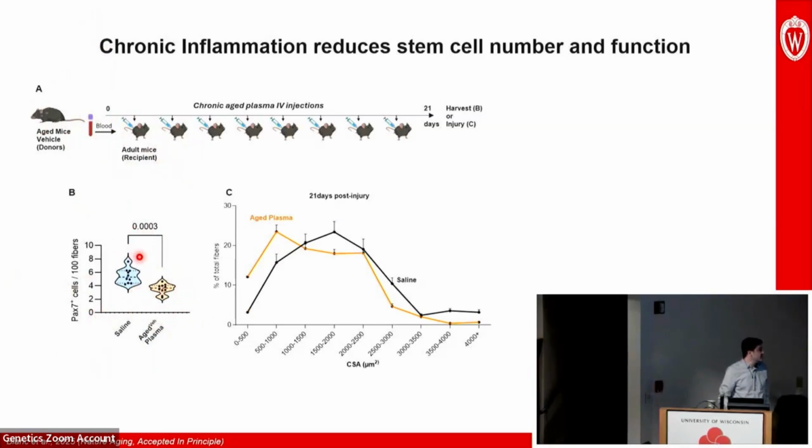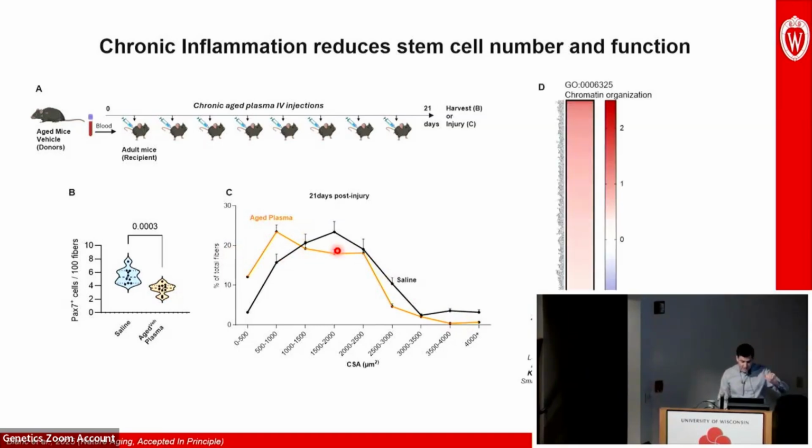That did not only affect, of course, the muscle stem cell number, but also their regenerative capacity. What you're seeing here is the cross-section area, so CSA in micrometer squared, and it's the frequency of their size during regeneration. So the bigger they are, the better, right? And that's what you see with the saline here. In the mice that received the aged plasma, you can see this leftward shift, which indicates that regeneration went poorly.